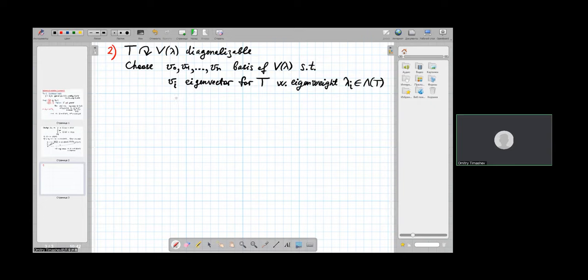And we may assume that one of these weights is the highest weight of this representation, say let lambda 0 be equal to lambda. It is the highest weight. And the respective vector, v0, is the highest weight vector. So we choose a basis consisting of eigenvectors for the T action, such that the first one of the basis vectors is the highest weight vector for this representation.